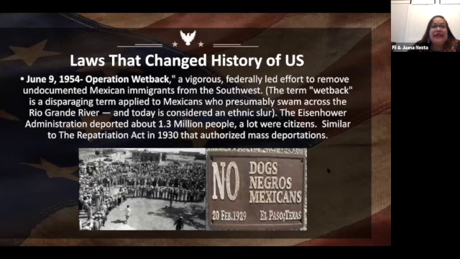But then what happens in 1954, Operation Wetback comes into play, a vigorous federally led effort to move undocumented Mexican immigrants from the Southwest. The term wetback is a disparaging term applied to Mexicans who presumably swam across the Rio Grande River and today is considered an ethnic slur. The Eisenhower administration deported about 1.3 million people. A lot of them, again, were citizens of the United States. And among those people was my grandfather, similar to the Repatriation Act in 1930 that authorized mass deportations. So many people were devastated by both the Repatriation Act and Operation Wetback.